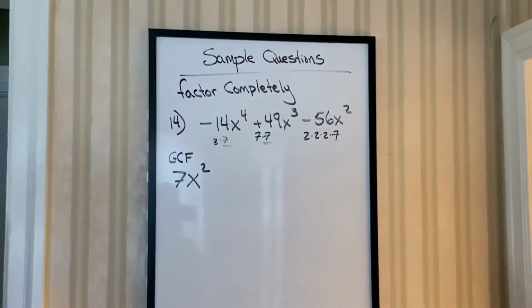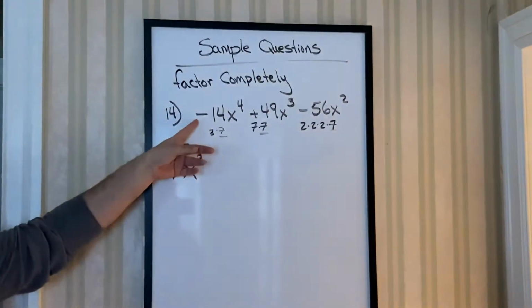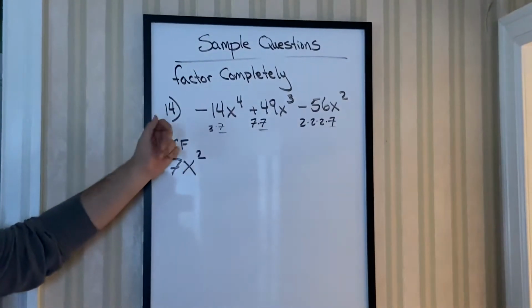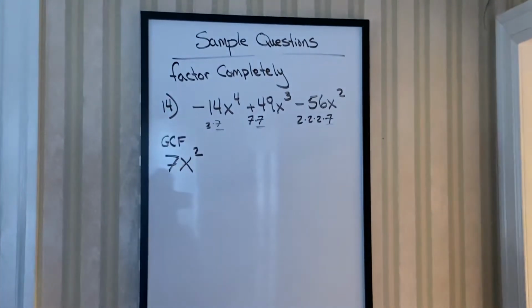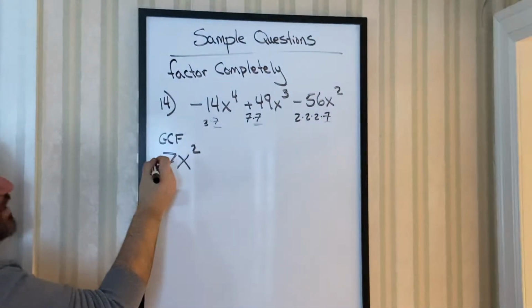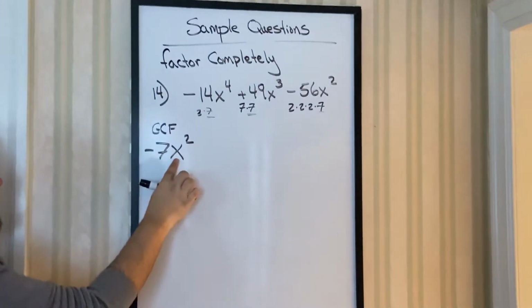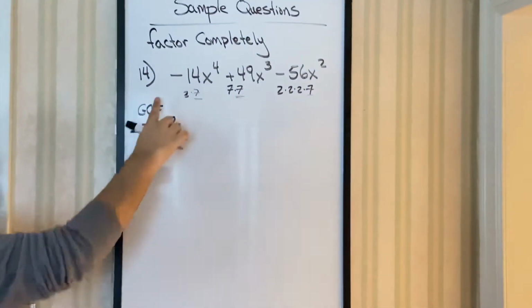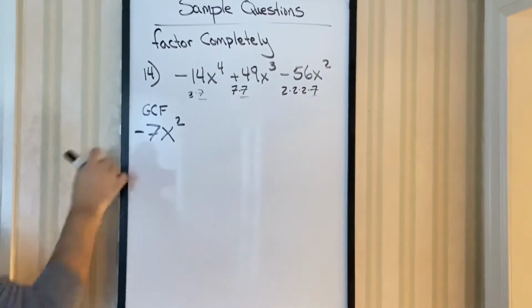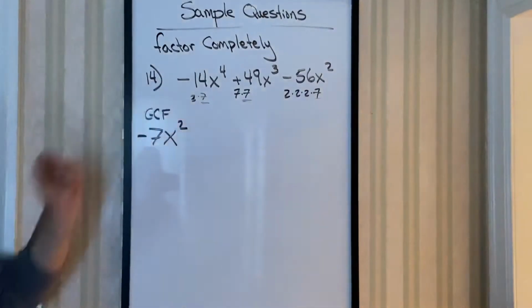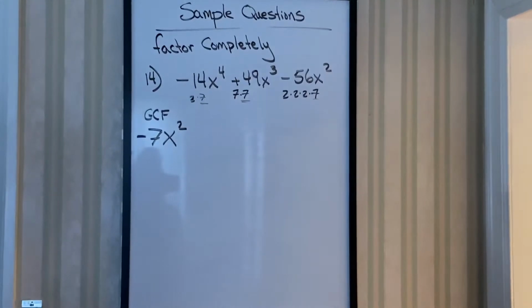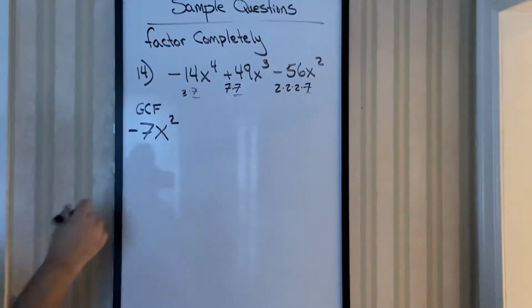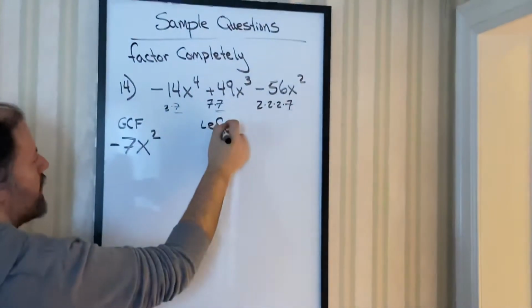And the fourth one, does it start with a negative? Must factor this out as part of the GCF. So make sure that you got these 3 GCFs. x squared, because they all have an x in common. 7, because they all have a number in common. And a negative, because it starts with a negative. Once we figure out that that's our GCF, let's figure out what the leftover is.